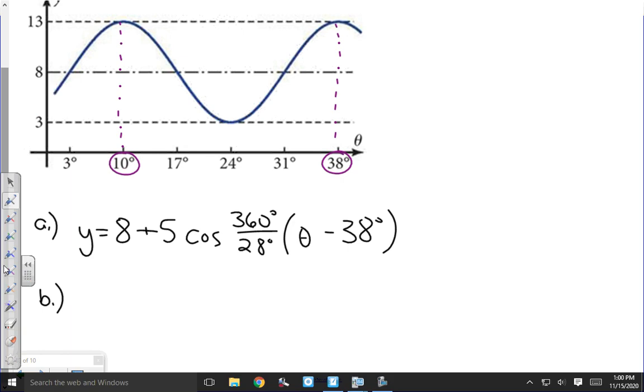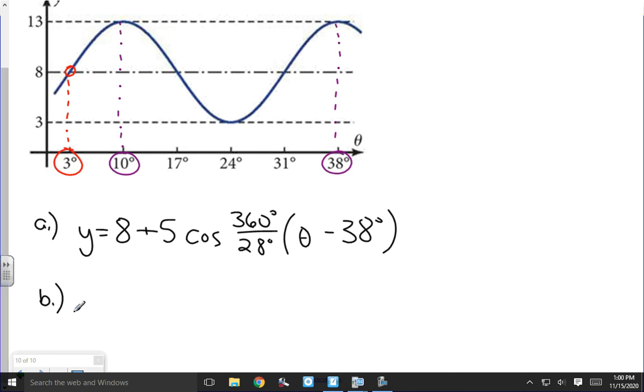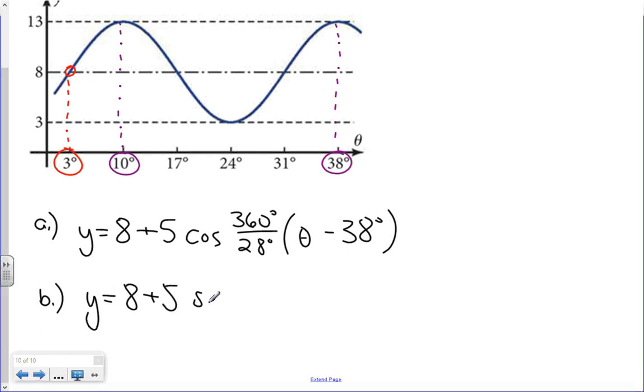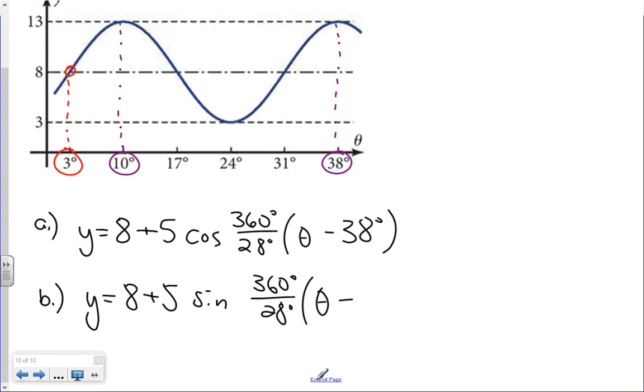With sine, the phase displacement that we're looking for is where I'm crossing the sinusoidal axis and increasing. So this place right here, I can see that I'm crossing the sinusoidal axis and increasing. That's at theta equals 3 degrees. So that's going to be my choice for my phase displacement for this sine function. So let's write that. We have y is equal to 8 plus 5 times the sine of 360 over 28 degrees times theta minus, and then instead of the 38 degrees like we used for cosine, it's 3 degrees for sine. I don't need that parenthesis here, so I'll get rid of it. You can add it in there if you want, but it's not necessary.